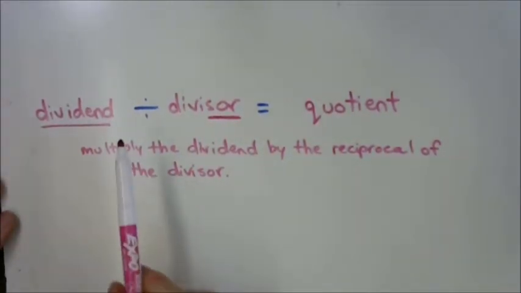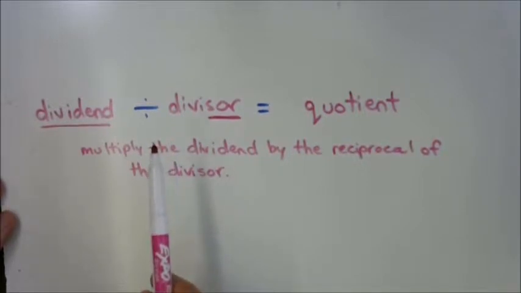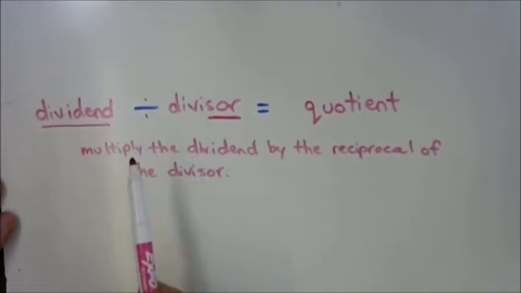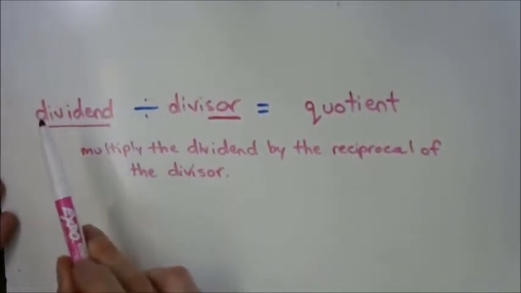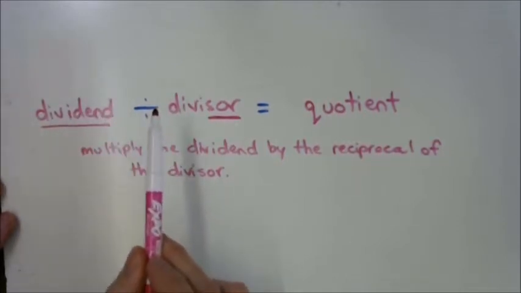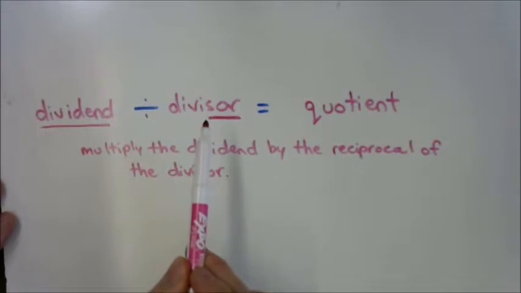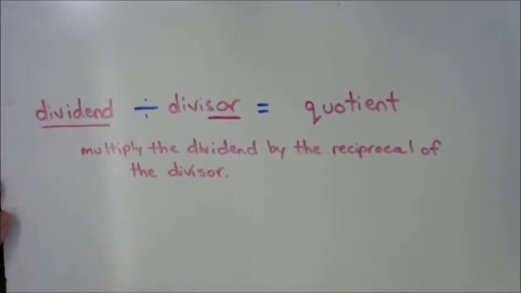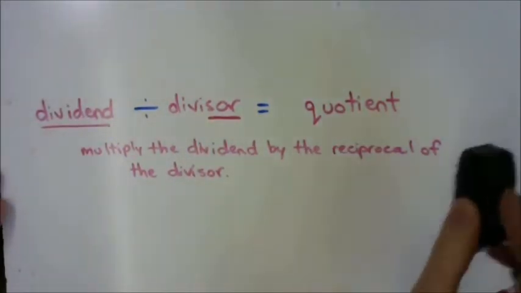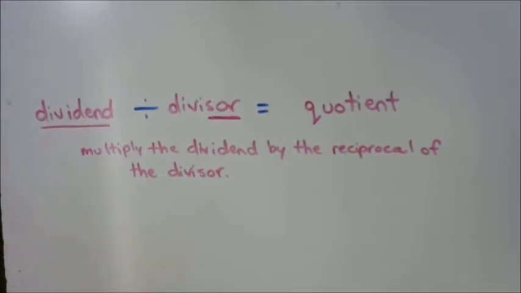But in order to divide fractions, or divide rational numbers, we're simply going to multiply the dividend. We're going to leave the first fraction the same. We're going to change this to a multiplication sign, and then we're going to flip our divisor to its reciprocal, and that will give us our quotient, which when we're thinking about multiplication, is called a product.